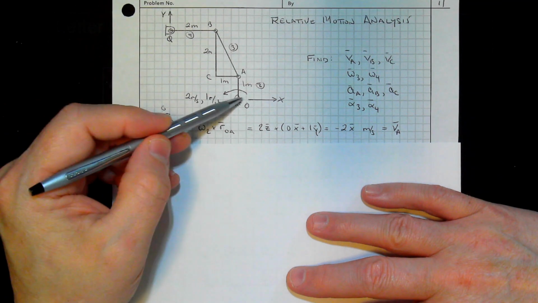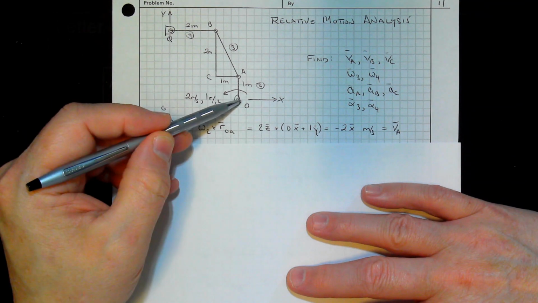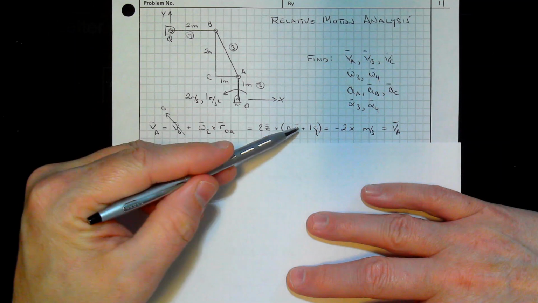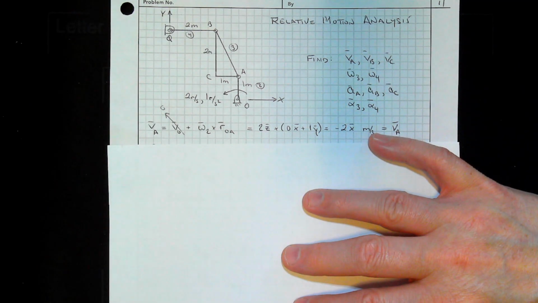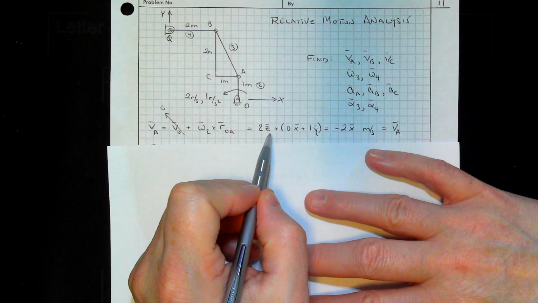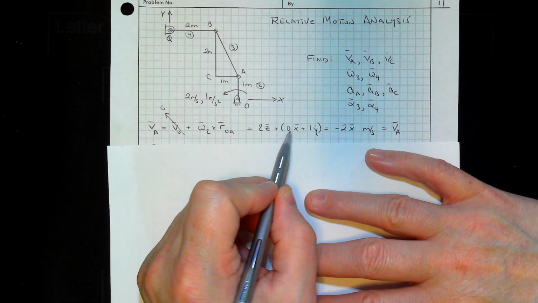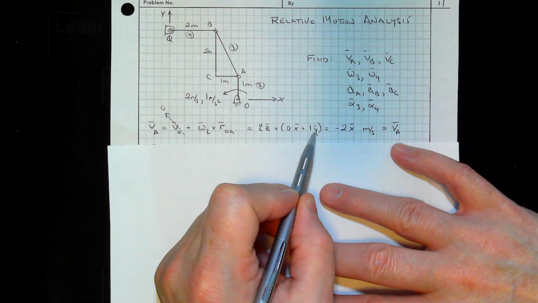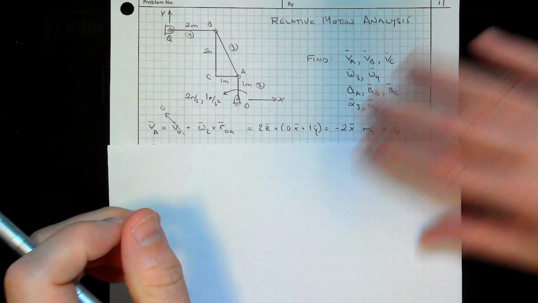Plus, now to go from here to here, this is simply omega 2 cross r from O to A. We know what those are, and we'll simply stick them in. So you have z cross x, that would give y, except x is 0, so there's no y component. Z cross y gives a minus x, so we have minus 2x meters per second.